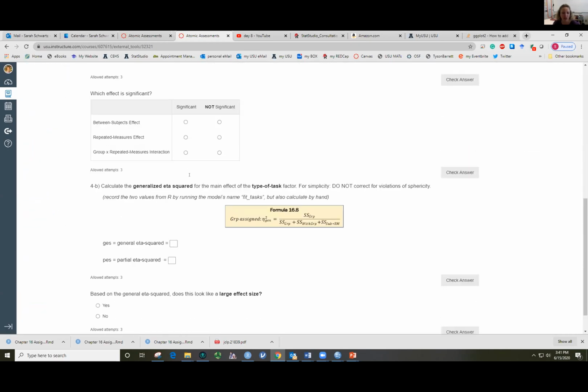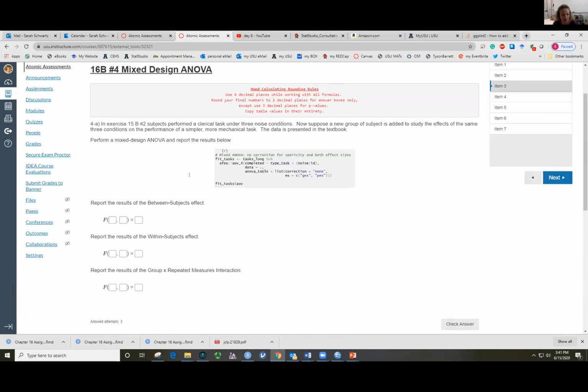Okay, so now we're going to do a mixed ANOVA in R. So even the section B parts are in R. They're just with these little toy data sets. So in this exercise, we have subjects performing clerical tasks under 3 noise conditions. I think we've seen this before, but before we had 3 different groups of subjects. Here the subjects are doing all 3 noise conditions, but they're either assigned to one or the other type of task.